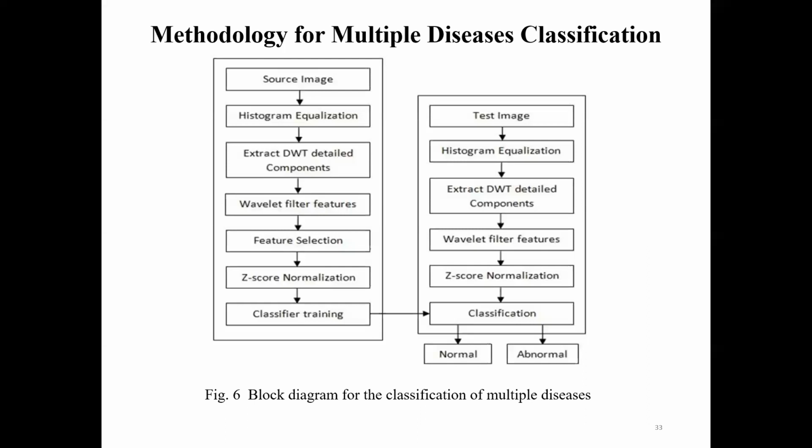And this is the block diagram. From the block diagram, it is clear that the whole process undergoes two phases. The first is the training phase, and the second one is the testing phase. That's the reason why you observe that there are two columns. Test image is there, and then histogram equalization, extract DWT detailed components, wavelet filter features, and the same gets repeated. So you require both the training as well as the testing phase.